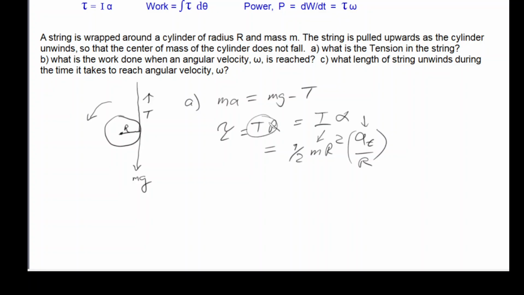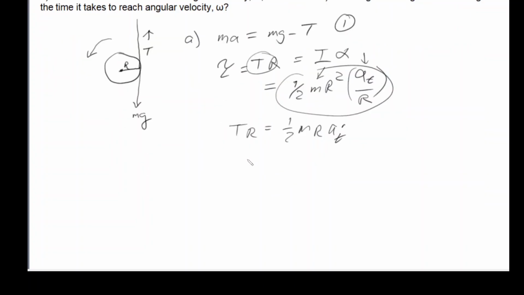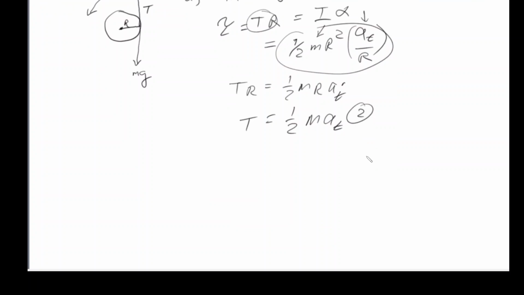So if we use these two equations, we can solve, well, let's just write them out. TR is equal to 1/2 mr a tangential. So we'll call this equation 1, and we can break this down further. T is equal to 1/2 m a tangential. And we'll call this equation 2. So now that's the tension in the string.